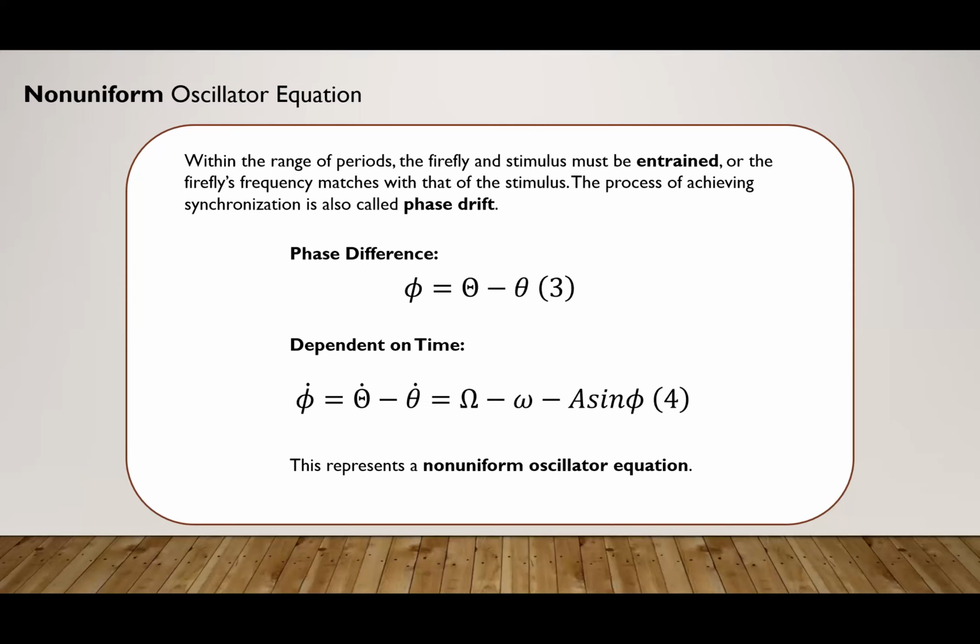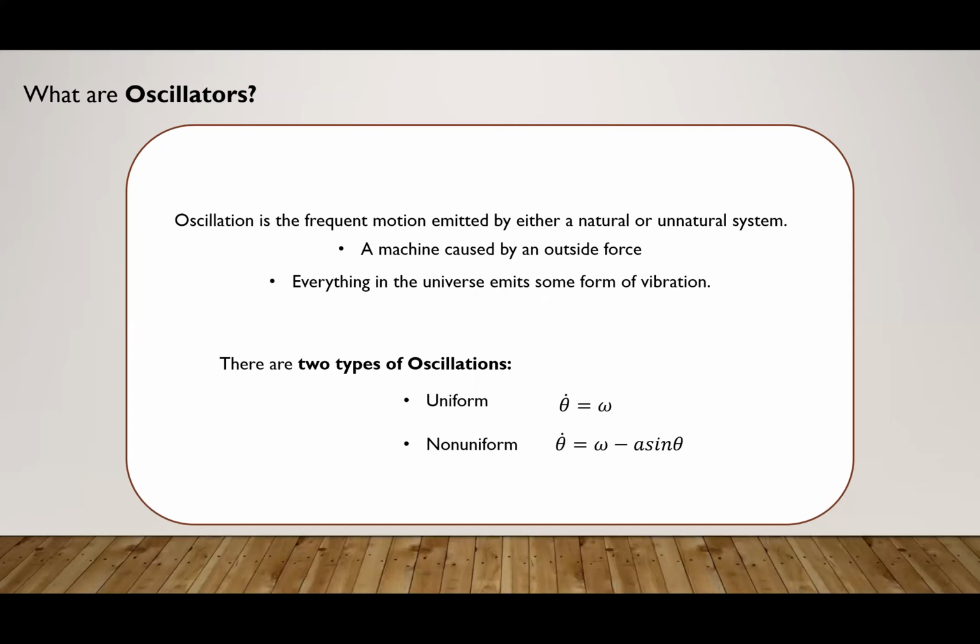In order to analyze the dynamics of the system as a whole, we could rearrange the phase difference to be dependent on time, and substituting what capital theta dot and theta dot were equal to as shown in the previous slide, it results in equation 4. To be more specific, equation 4 can be described as a non-uniform oscillator equation. So far, the systems that correspond to the stimulus's and firefly's rhythm of emitting light have been described as oscillators. But what does it mean for something to oscillate? And what does it mean for it to be described as non-uniform?